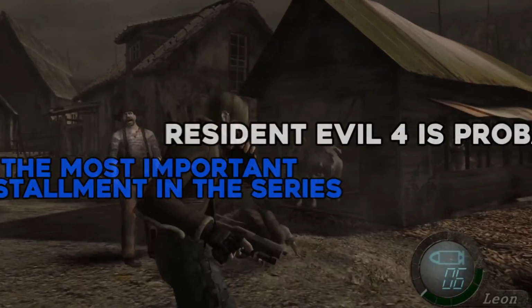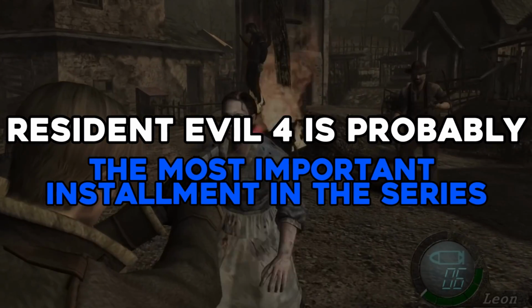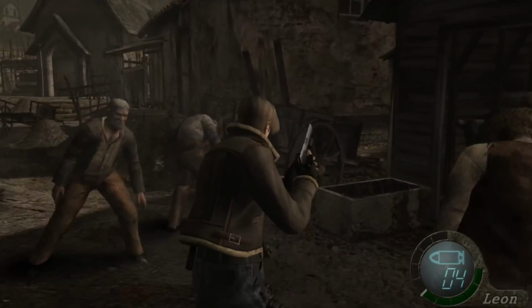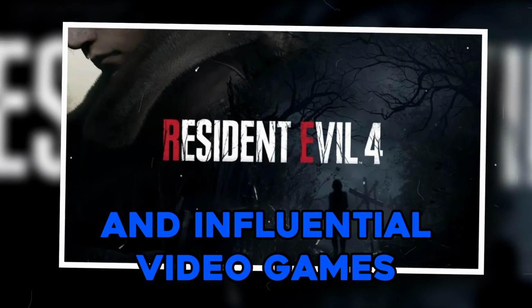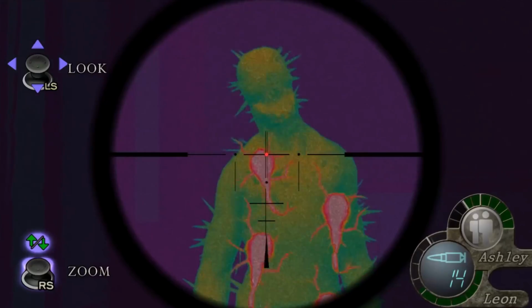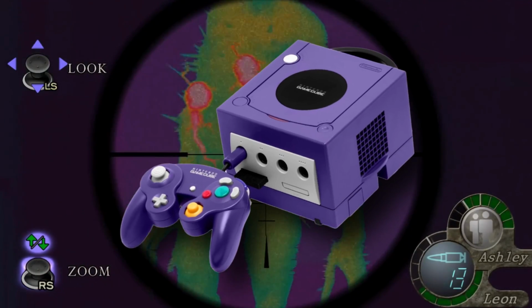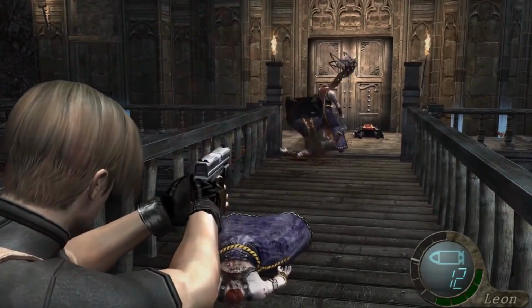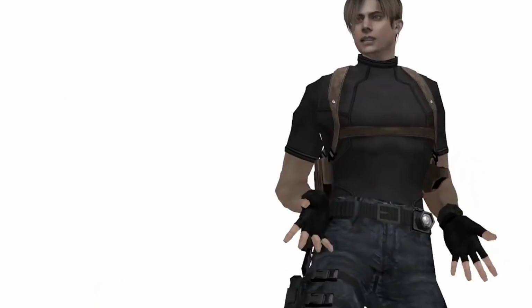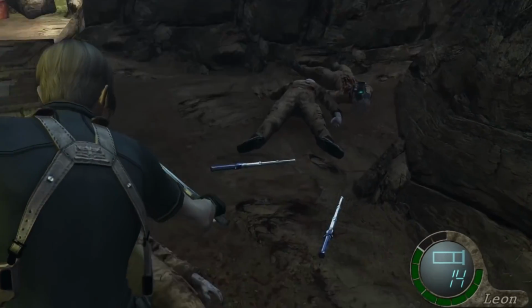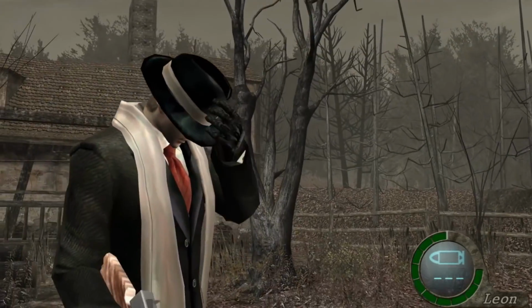First things first, Resident Evil 4 is probably the most important installment in the series. Resident Evil 4 is rightfully considered to be one of the most critically acclaimed and influential video games of all time. Capcom's soft relaunch of the Resident Evil franchise, released for the GameCube in 2004, before finding its way to what seemed like every system in existence, went through multiple unsuccessful prototypes before striking the right blend of action and survival horror.